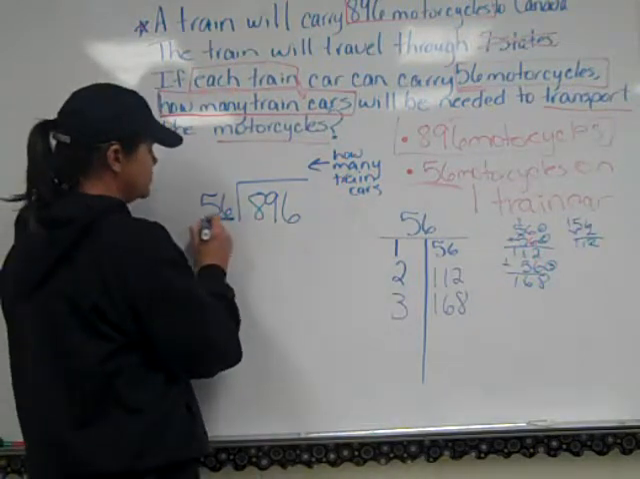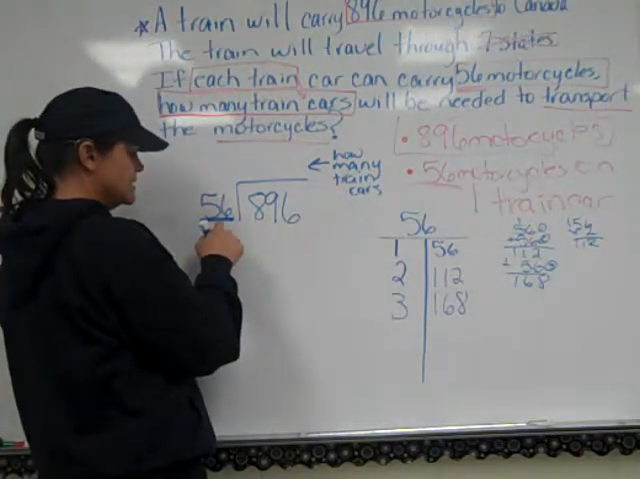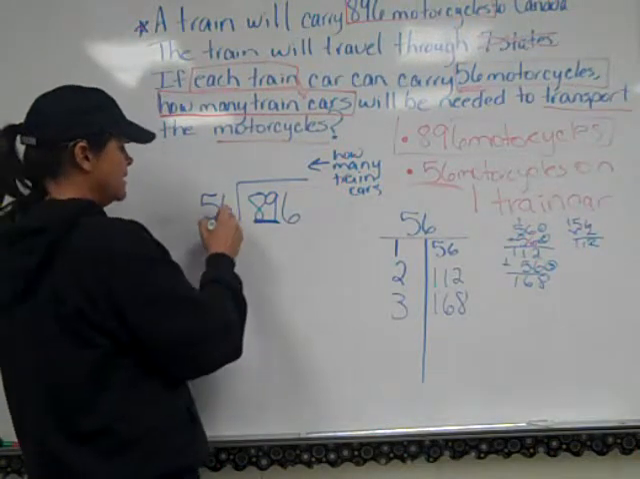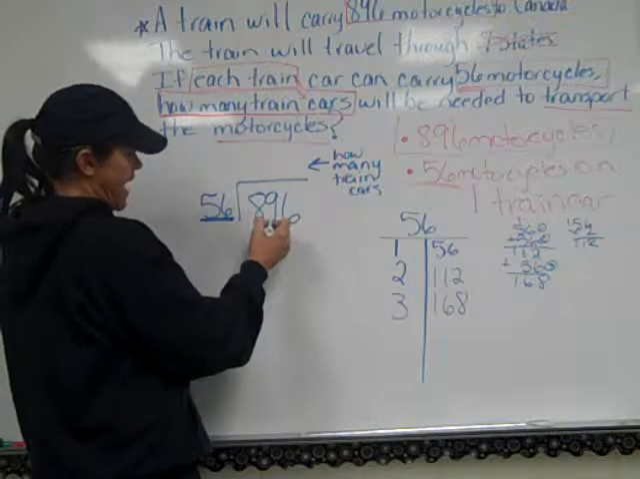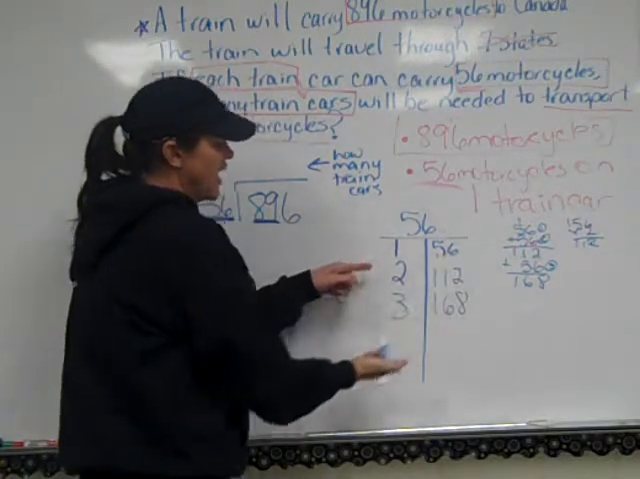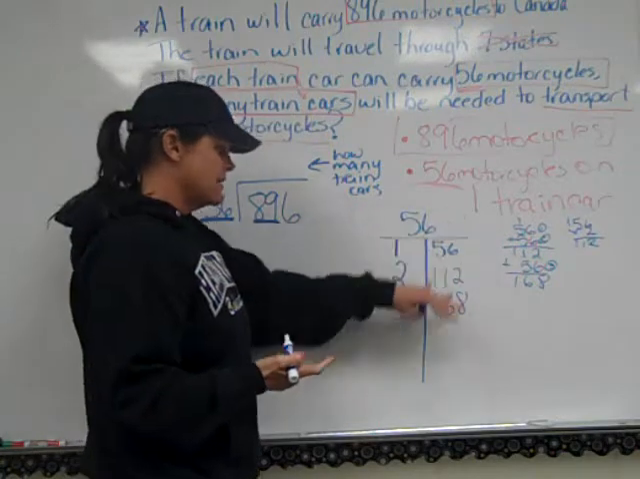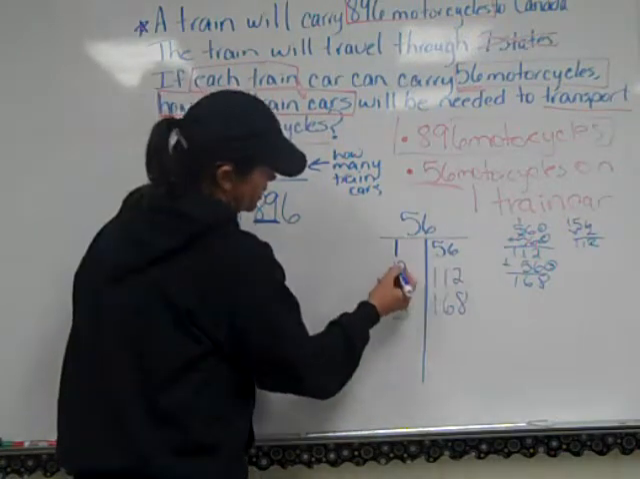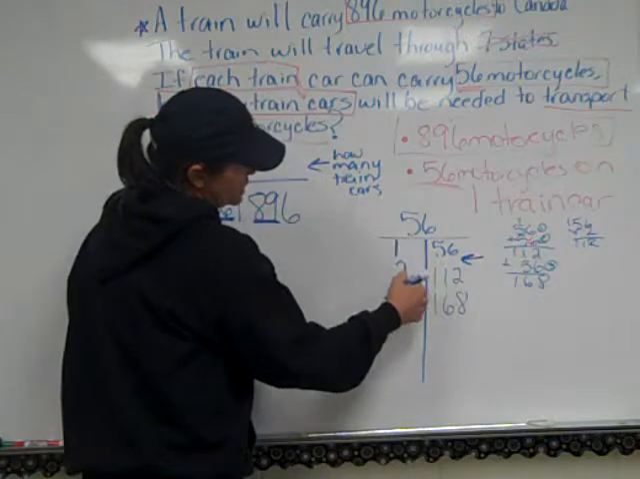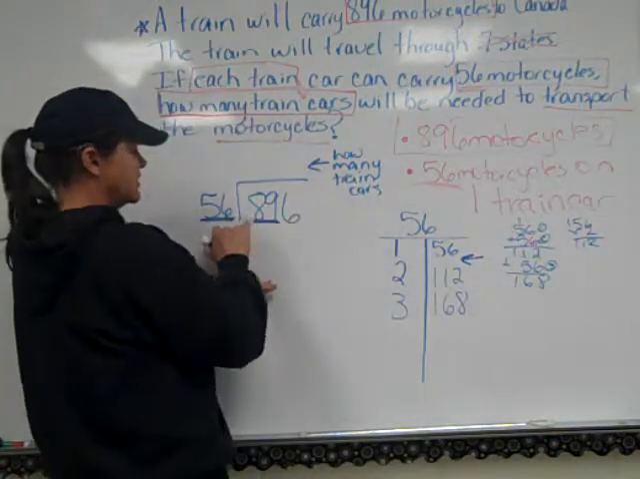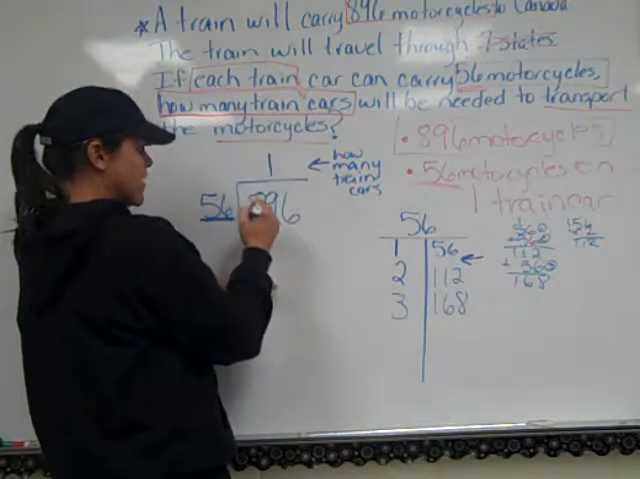Okay, so I've got 2 digits in my divisor. I've got to go into the first 2 digits of my dividend. How many times will 56 go into 89? Well, I look over at my chart. I've got to see where 89 would fit in my T-chart over here. It would go in between the 1 and the 2. So it can't be 2. 2 is too much. So it's got to be 1. So 56 will go into 89 1 time.